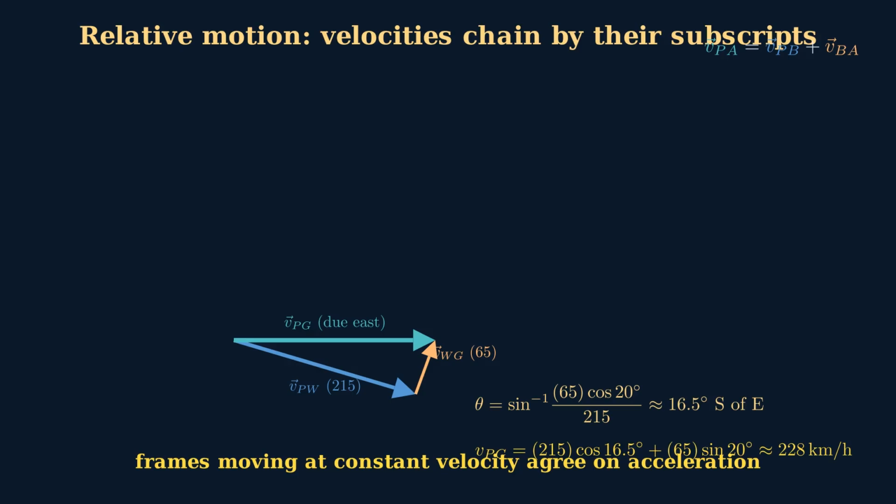One beautiful invariant closes the chapter. Because the relative velocity between frames is constant, its derivative is 0, so all such observers, however much they disagree about velocity, measure the very same acceleration.